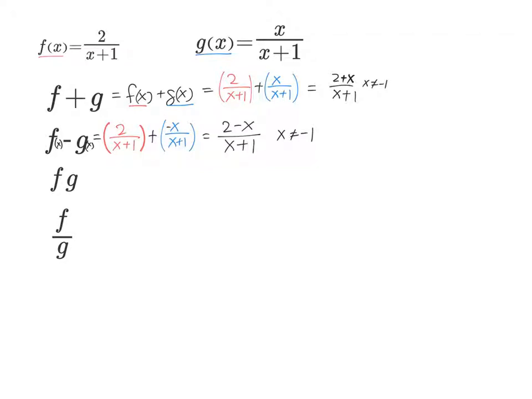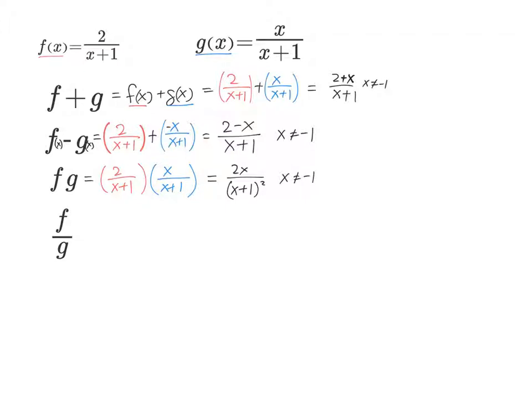f times g. So this is the same thing as saying f of x times g of x, which is 2 over x plus 1, and this is when parentheses are really detrimental, times x over x plus 1. And then I end up getting 2 times x, which is 2x, over x plus 1 times x plus 1, which is x plus 1 squared. And here, once again, x cannot be negative 1.